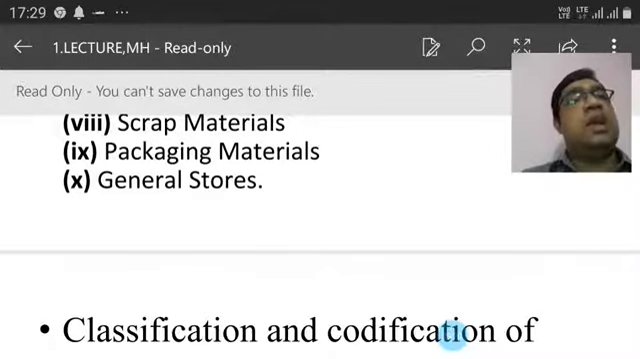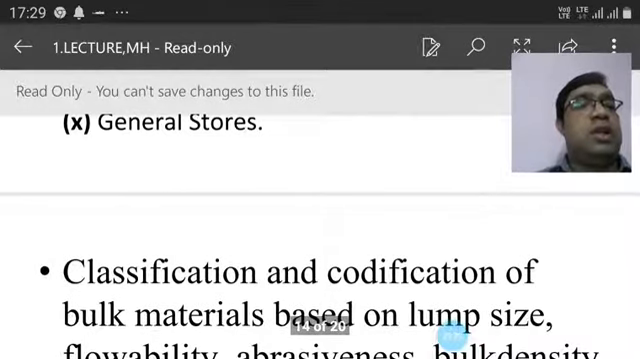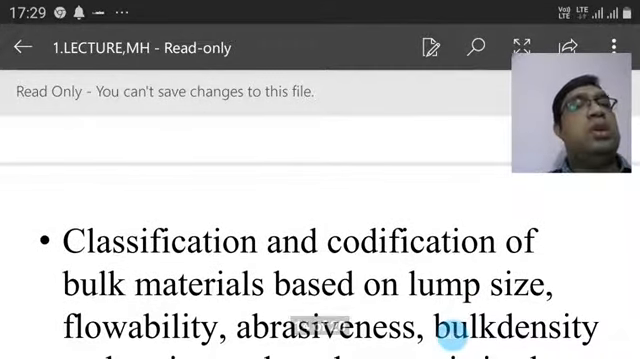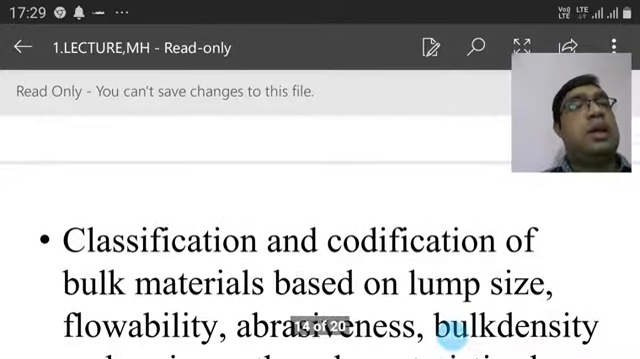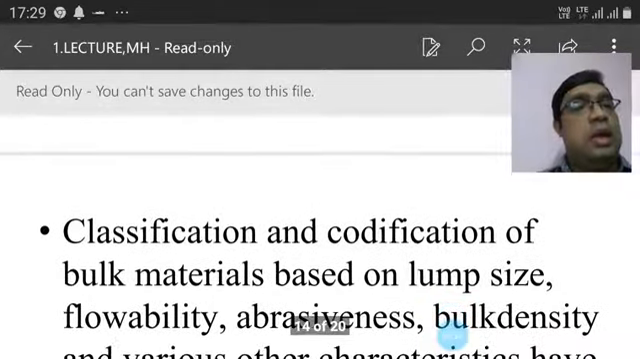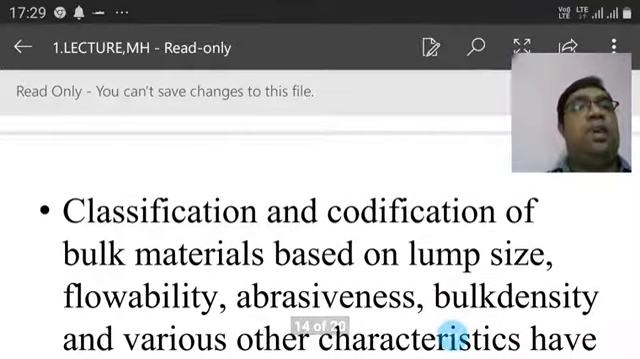And the packaging materials, and also the general storage. A few of the general materials are of less importance, but these materials are used every day, so these materials will be stored generally. And also the classification and codification of bulk material based on the lump size.